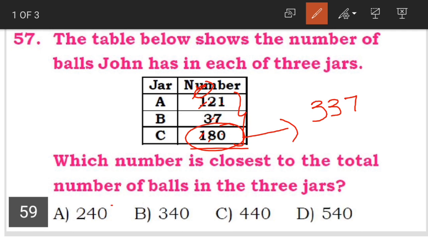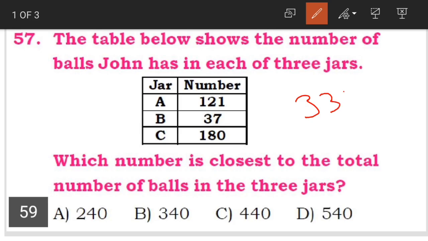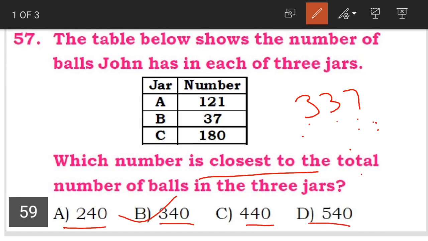Which number is closest to the total number of balls in the 3 jars? See, now the total is 337. Yes, 337. Now we need to round it off. We need to find out an estimate. Okay. Closest to the total number of balls. That means from these given numbers, which is the closest?